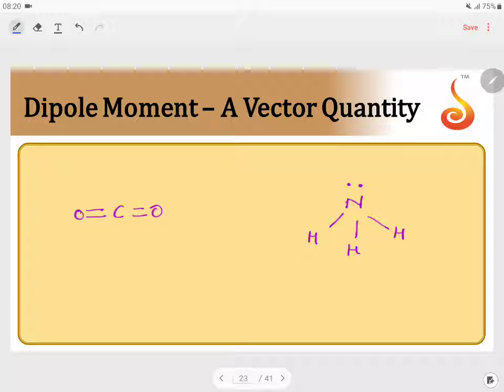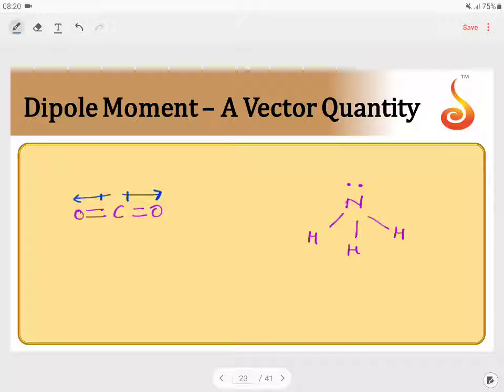If you consider the C=O bond, among carbon and oxygen, oxygen is definitely more electronegative. The arrow should be pointed towards oxygen. Similarly, here also it should be pointed towards oxygen. Why is the dipole moment equal to 0 for this? A non-polar molecule means the dipole moment is equal to 0.